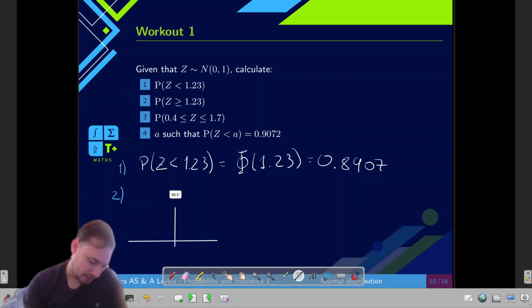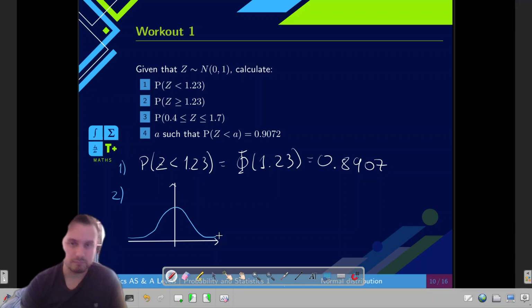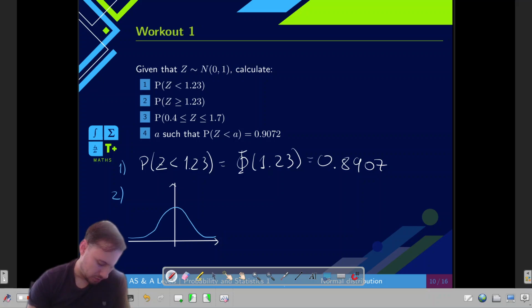Here we have the x-axis and the y-axis. And now I'm going to draw the curve. I'm going to be doing my best with the curve. Okay, that's neat enough. We want to find, let's put 1.23 here. We want to find all of this area.